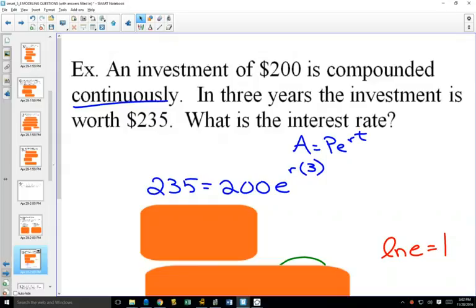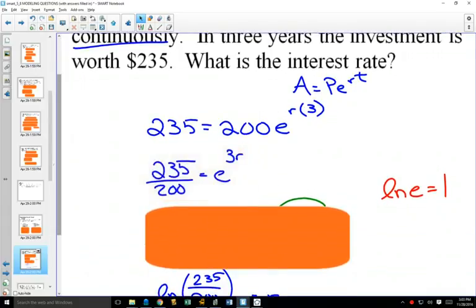In this case, what we're trying to solve for, the interest rate, is in the exponent. So this is an exponential equation. How do we solve exponential equations? We're going to have to take the log of both sides. Before we do that, though, since we're multiplying by 200, it's going to make our life a little bit easier if we divide both sides by 200 first. And you don't have to simplify that fraction. You can if you want, but you can leave it as 235 over 200.